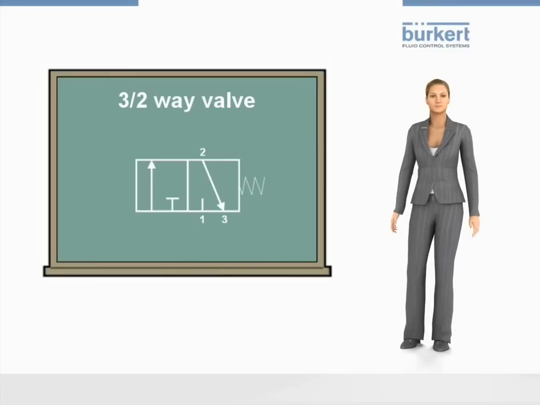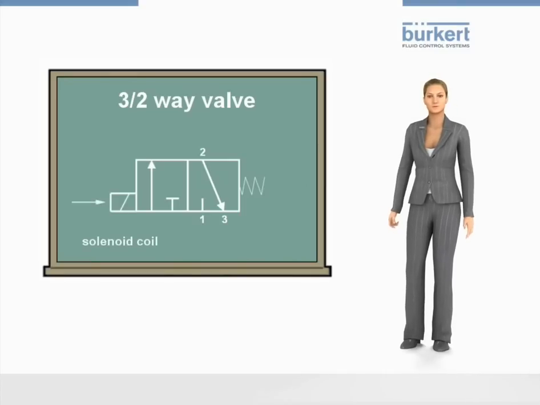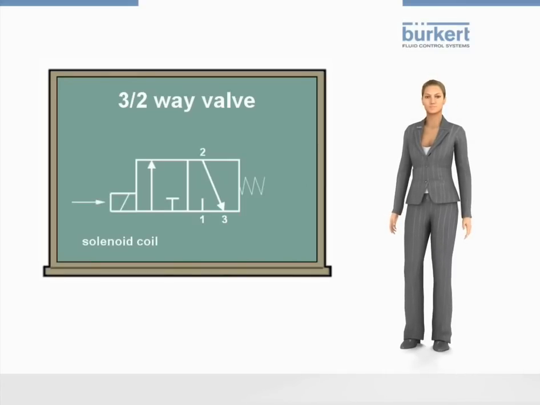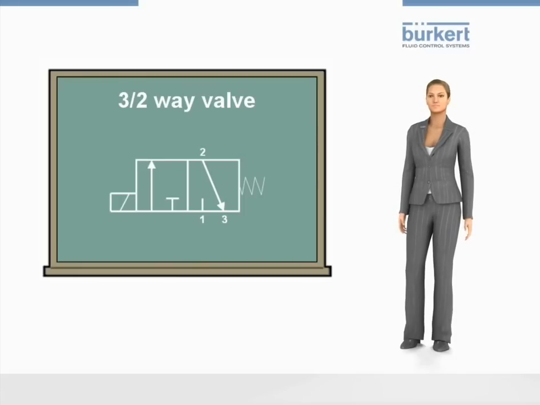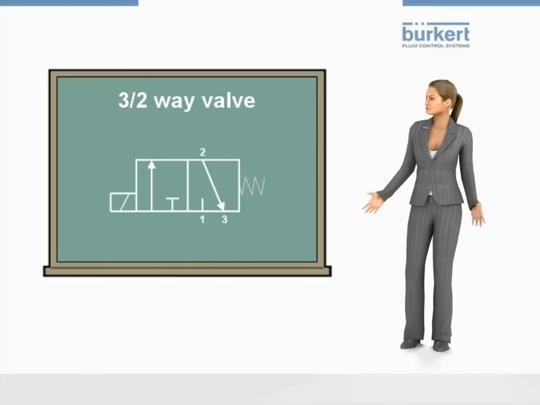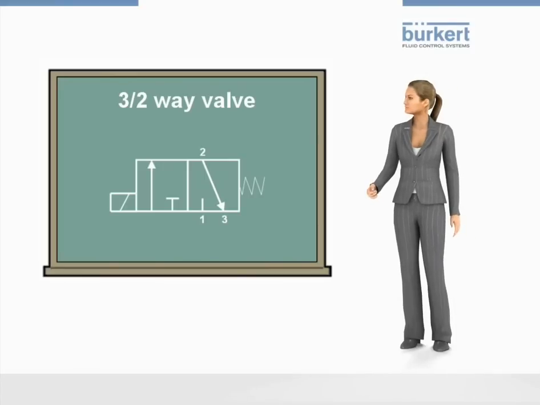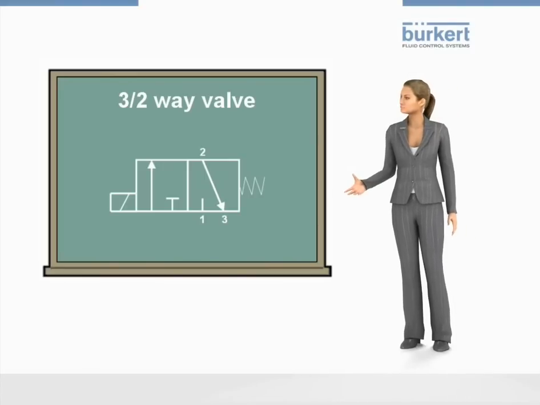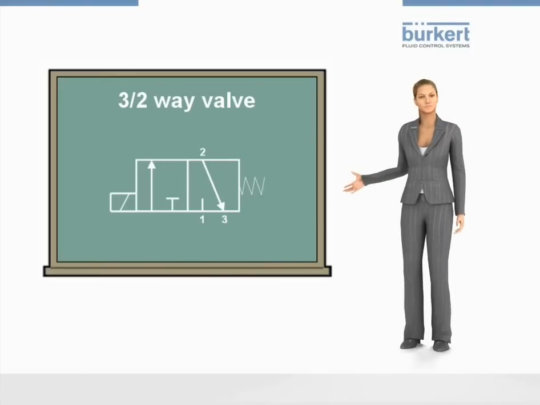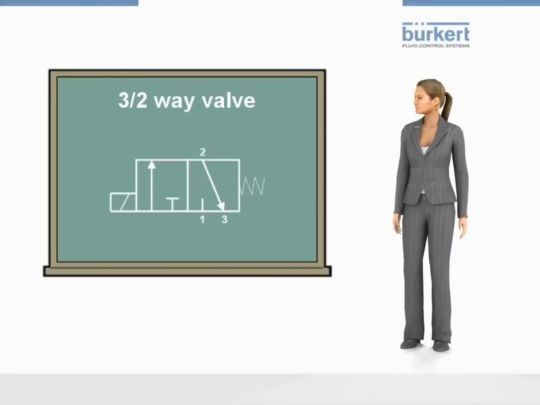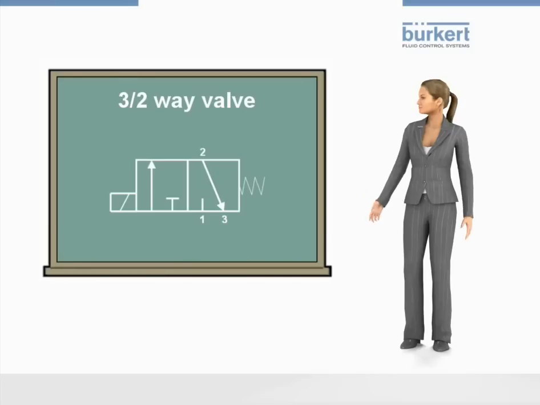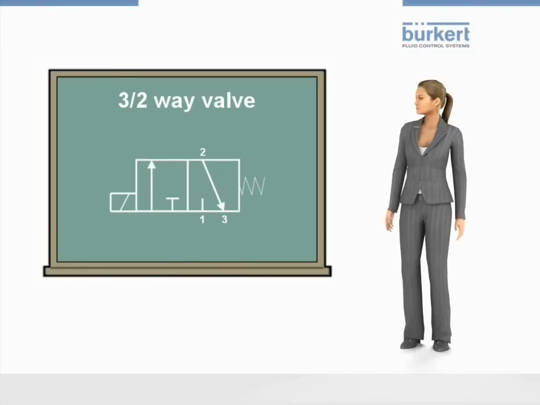On the left side of the valve, we can see the symbol for a solenoid coil. When it is energized, the valve is pushed to the right. The left switching position is now active, and ports 1 and 2 are connected. Port 3 is blocked. In the de-energized state, the pressure supply is not connected to the system, but is connected to the third port.